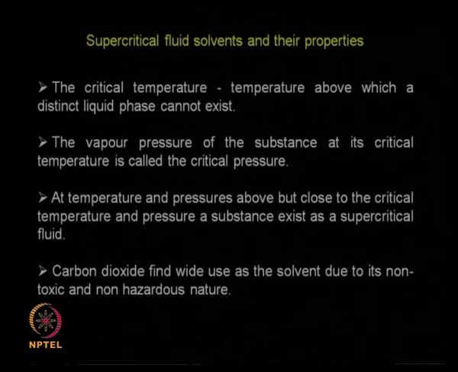So there are certain definitions which you need to know, and the most important definition is critical temperature and critical pressure. So what is a critical temperature? The temperature above which a liquid cannot exist, that is called a critical temperature. So the vapor pressure of the substance at its critical temperature is called critical pressure. So at critical temperature and pressure you will have a substance that exists as supercritical fluid.